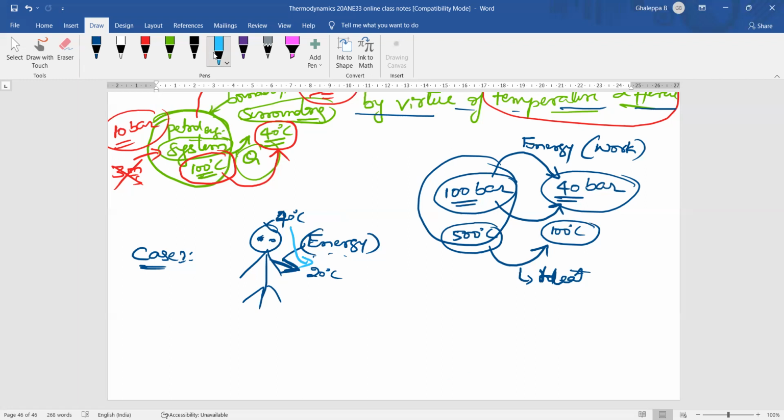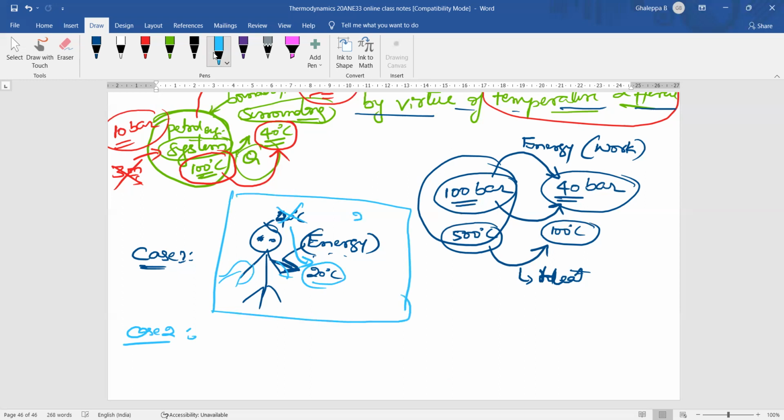Assume the second case. The same person is doing some mechanical work. He is doing some exercises, but the temperature is the same. The person is sitting inside the room, the temperature of the room is 20 degrees Celsius, and the person is doing some exercises. In that case, what kind of energy will transfer from the person, the body, to the surrounding? Temperature is the same, work energy. Then it is called work. In the second case, you call it work.